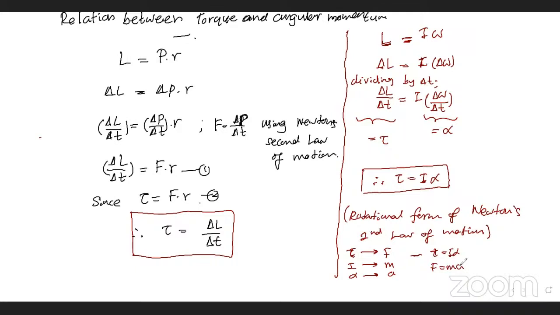Okay, write it down. This tau equals I alpha you can apply for any body in motion. You can find angular acceleration and the torque on it, right? If there is no torque applied on the body when it is moving, it has constant angular velocity. Write it down.